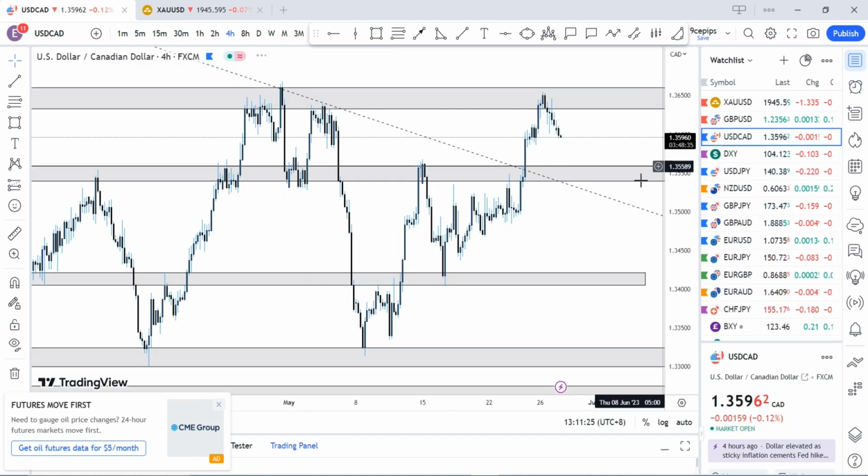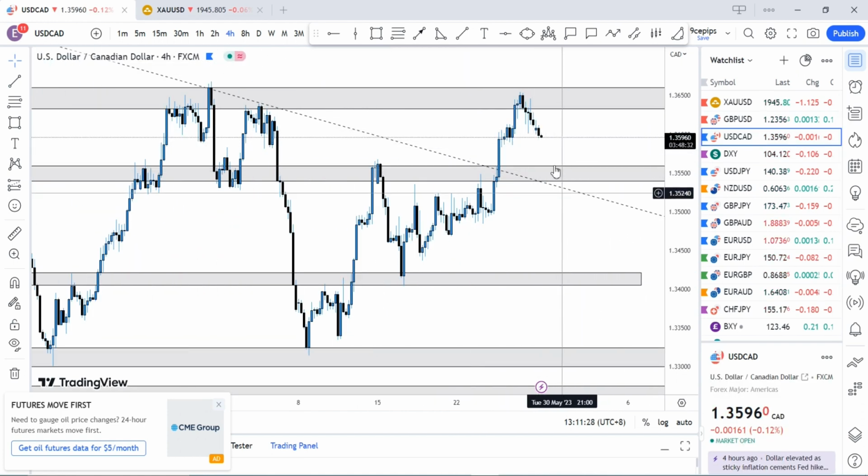Now over here on USDCAD, good, we've seen price started pulling back to these regions.